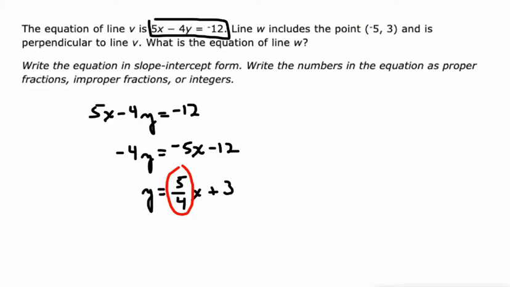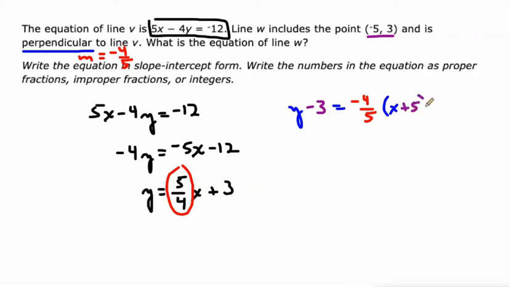And we can get to work on this. Line W includes this point and is perpendicular. Okay, so if it's perpendicular, that means its slope is going to be the opposite reciprocal, which is negative 4/5. Instead of positive, it's going to be negative. Instead of 5/4, it's going to be 4/5. All right, so here we go. y minus that 3 equals our slope, negative 4/5, times x minus that negative 5, which would be plus 5.